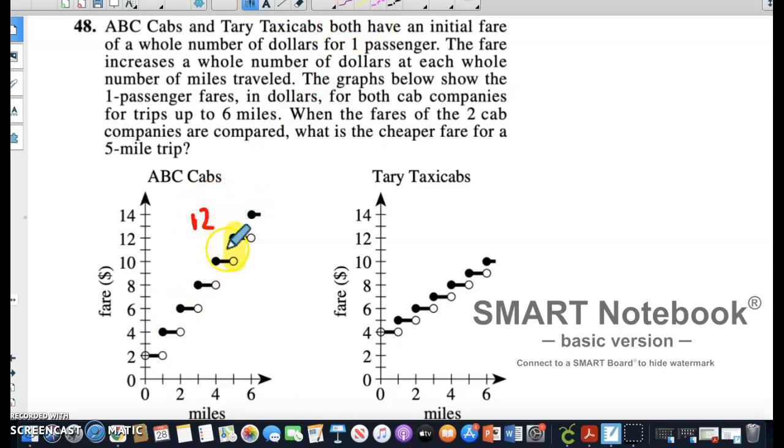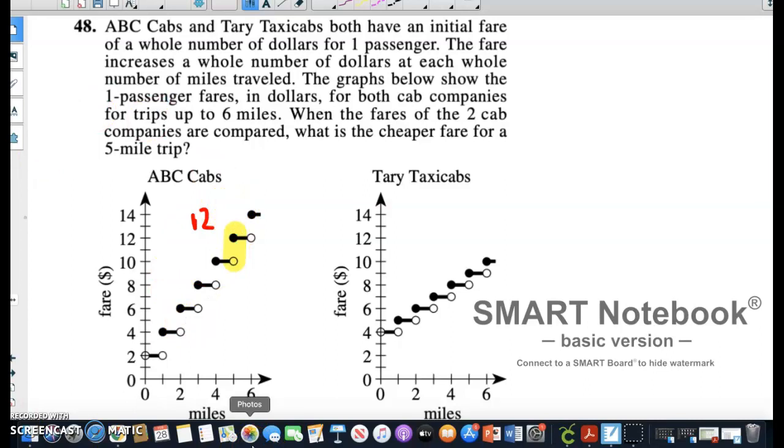And it's going to cost you $12 to go 5 miles, 5.1 miles, 5.2 miles, 5.3 miles, 5.99999 miles. Those will all cost $12. As soon as you hit the 6th mile, the price jumps up to $14. So here, ABC Cabs is going to cost you $12 to go 5 miles.